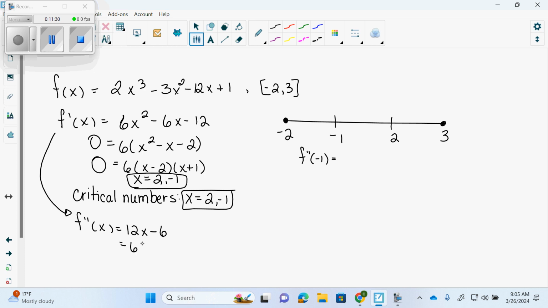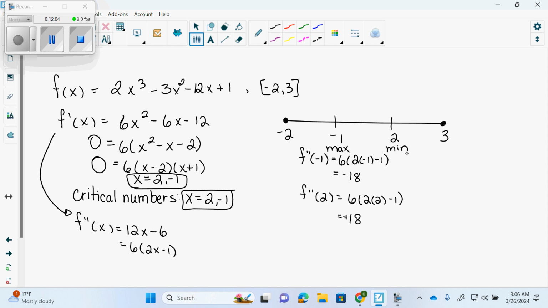I can take a 6 out if that makes it easier, and I can go 2x minus 1. All right, so I get 6 bracket 2 times negative 1 minus 1. So it's going to be negative 18, which means this is a what? Maximum. Okay, then I have to do f double prime of 2. I get 6, 2 times 2 minus 1, which is 18. Which is positive, which means this is a min.